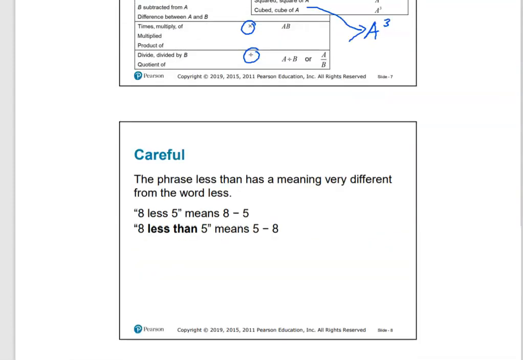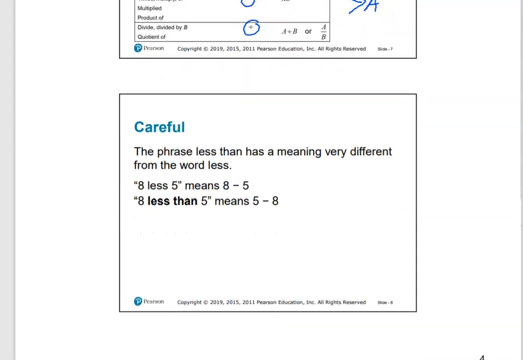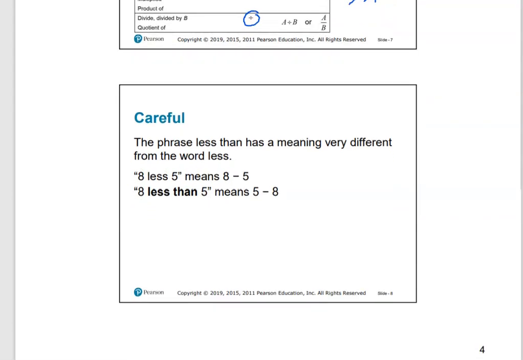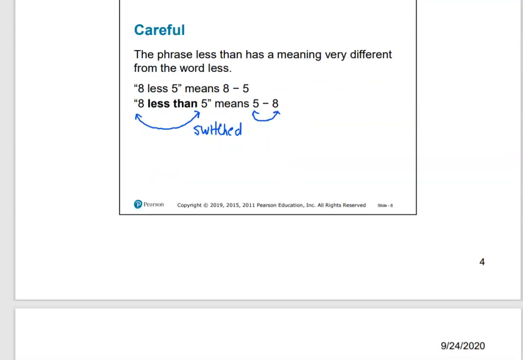It says the phrase "less than" has a meaning very different than the word "less." So 8 less 5 means 8 minus 5, but if we say 8 less than 5, look how these are backwards. This is one that you really want to be careful with. You're going to say 5, see how they've switched? So when it says 8 less than 5, you want to do 5 minus 8.